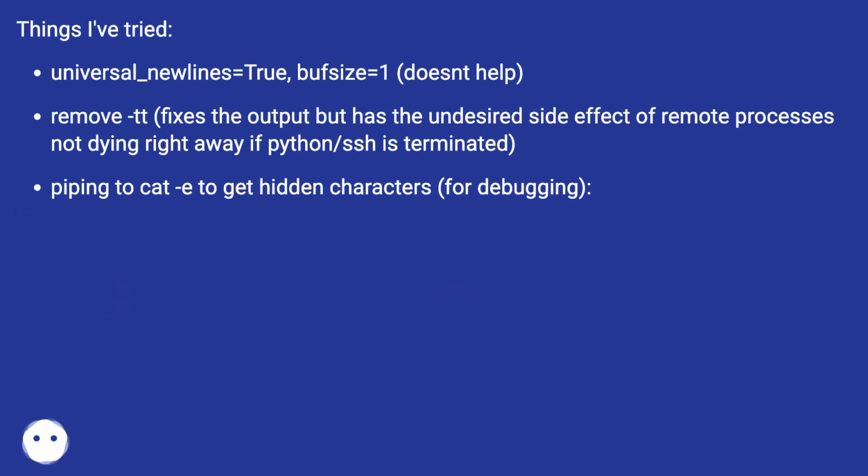Things I've tried: universal_newlines equal to True, bufsize equal to 1 doesn't help. Removing -tt fixes the output but has the undesired side effect of remote processes not dying right away if Python SSH is terminated. Piping to cat -e to get hidden characters for debugging.